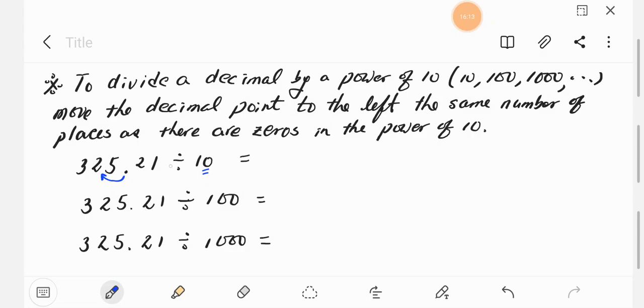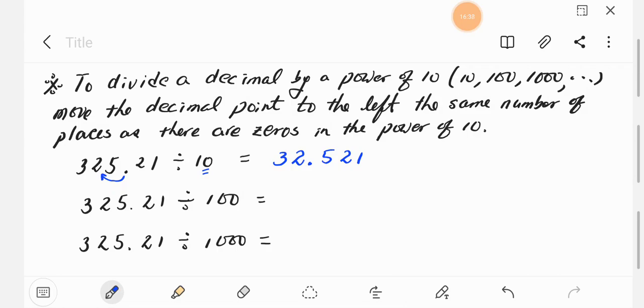But this time, since you are dividing by a number greater than 1, the original number will decrease. So the result will be to move the decimal point 1 place to the left. So that will be 32.521, right? So this one is 1 zero.